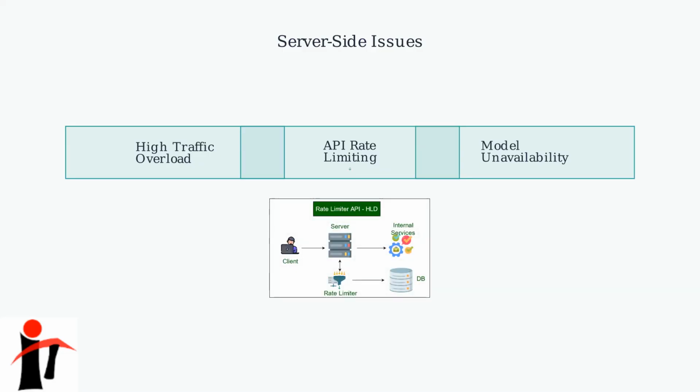Rate limiting is a crucial concept to understand. When too many requests hit the server simultaneously, a rate limiter controls the flow to prevent system overload, which can cause the error you're experiencing.